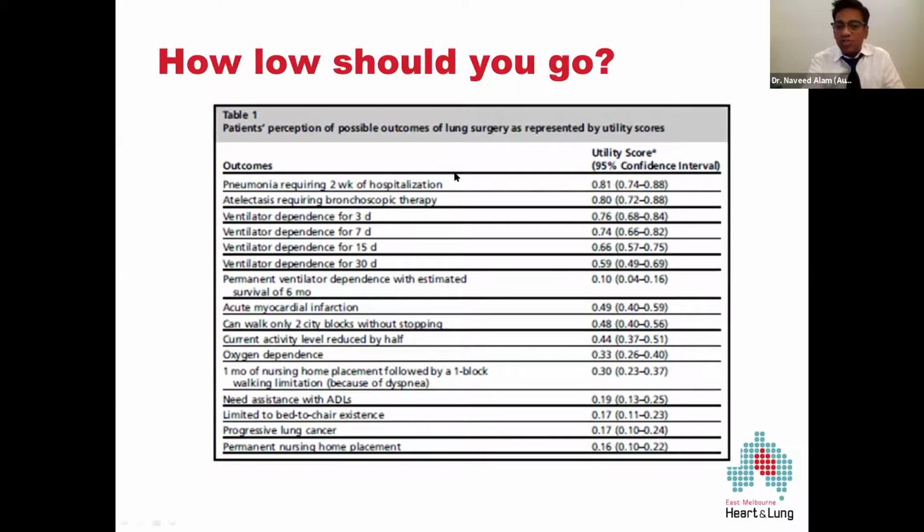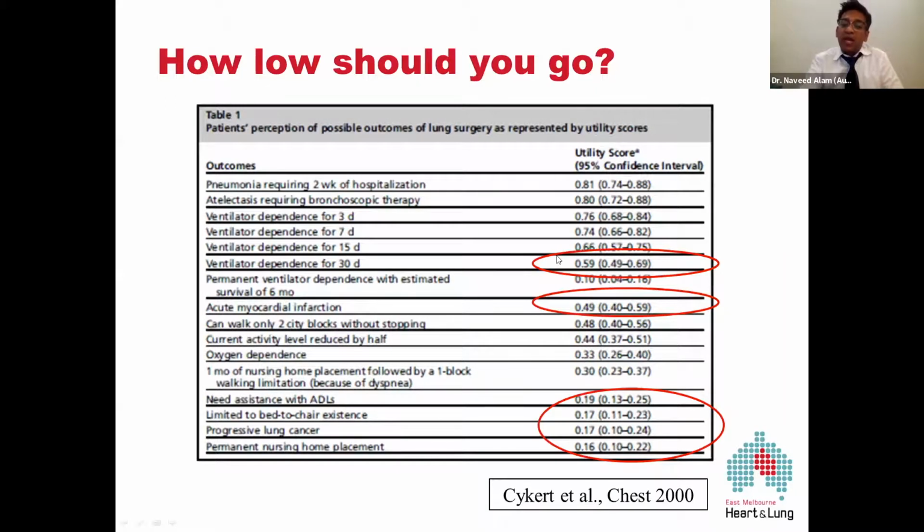Patients were asked the question about possible outcomes after lung surgery. And you can see if they had a pneumonia that was requiring 2 weeks of hospitalization, that wasn't so bad. If they needed to be on a ventilator for a week, that wasn't that bad, 0.75. A ventilator for a month, getting bad, 0.6. But permanent ventilator dependence with estimated survival of 6 months, nobody wants that. And if we compare things like having a heart attack because of your surgery, that's 0.5. Having ventilator dependence for 30 days after lung surgery, that's 0.6. People will take that for lung cancer resection.